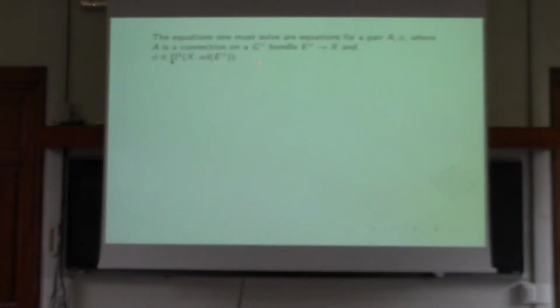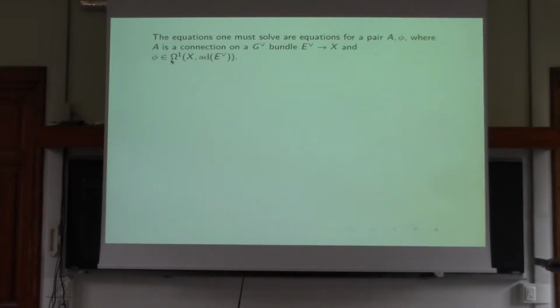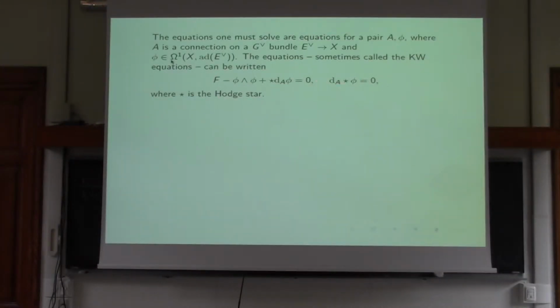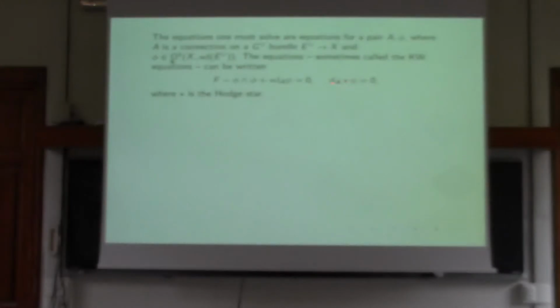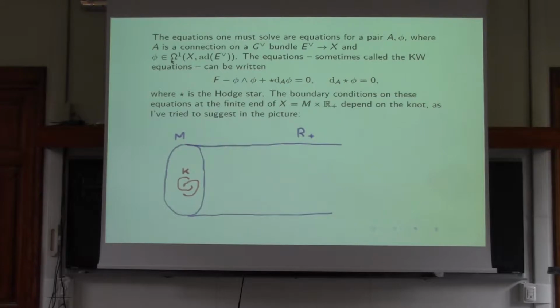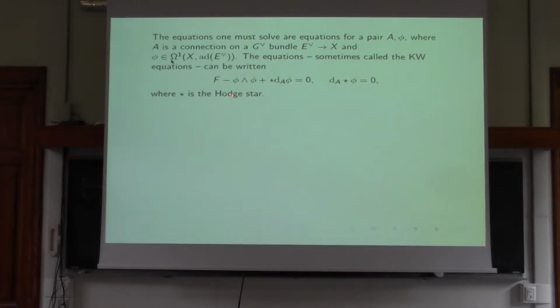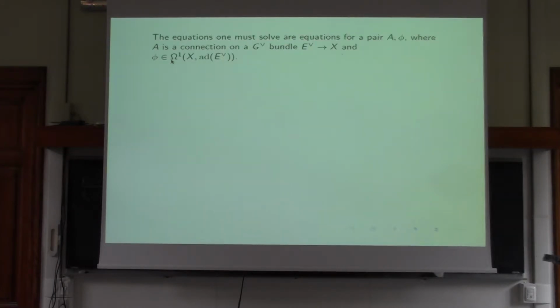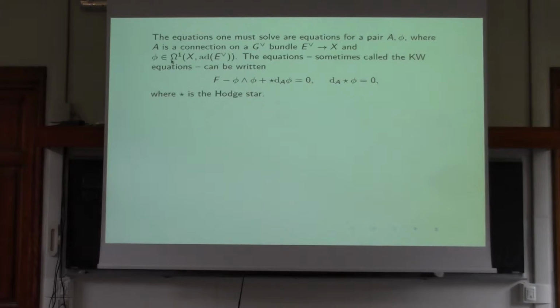So the equations you have to solve are equations for the pair A and phi, and you can write the equations like so. They are elliptic differential equations, modulo the gauge group. Star is the Hodge star. As I explained last time, you can think of these equations in terms of gradient flow for the complex Chern-Simons function. And that's why they can be used to calculate quantum invariants of knots. But today we go in a different direction.